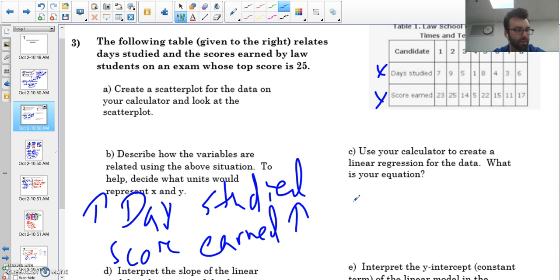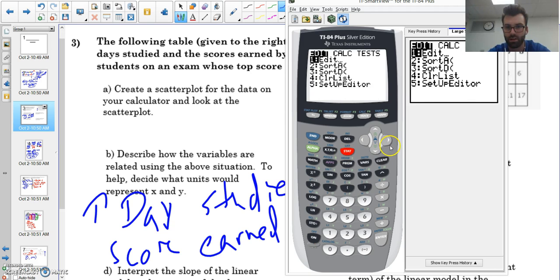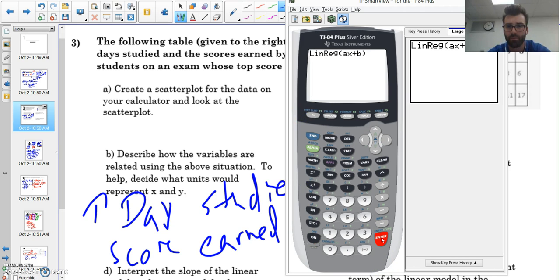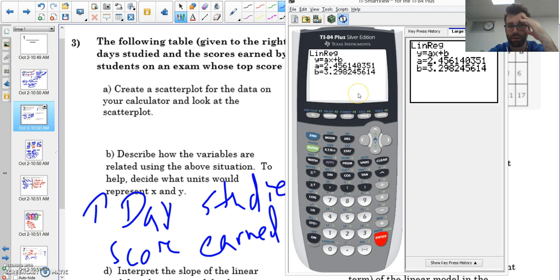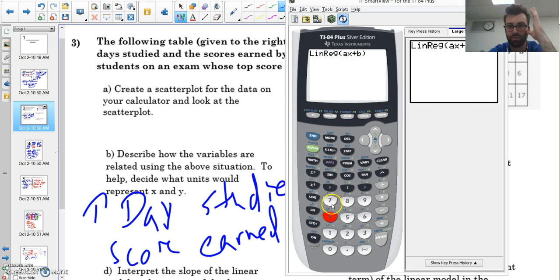Use your calculator to create a linear regression for the data. What is your equation? To create a linear regression line, I go to stat, calc, number 4. Now, some of us are going to have different menus. You can try pressing enter right away. If I press enter right away, this will give me an equation. The equation is the correct one that I want. However, it's not going to input it. So I'm going to go stat, number 4.